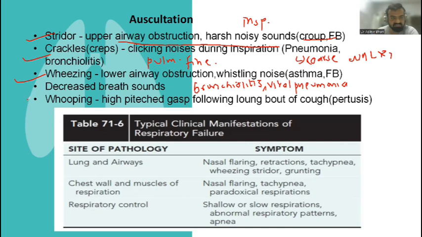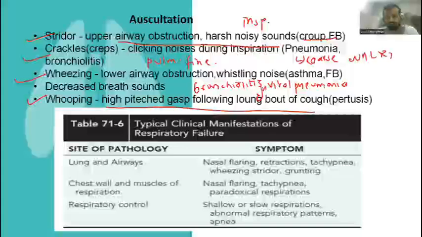And whoop is a specific high-pitched gasp followed by a loud bout of cough. It is usually seen in pertussis, but absence of a whoop does not mean that pertussis is not there. Pertussis may occur without the whoop, but it has historically been seen.